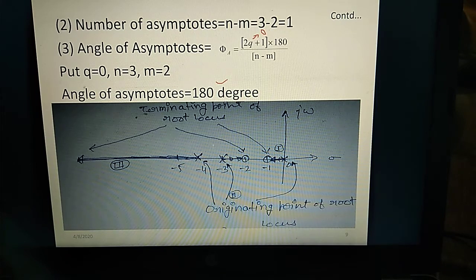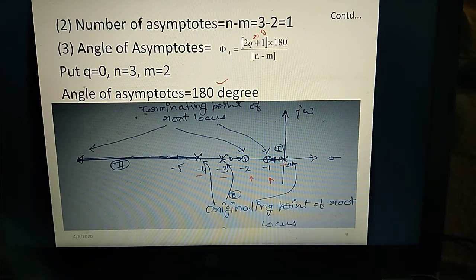Now let us come to draw. Firstly, draw the poles. Poles are represented with the cross sign at S equal to 0, S equal to minus 3, S equal to minus 4. Now let us draw the zeros. Zeros are drawn with a small circle at S equal to minus 2, S equal to minus 1. And now check which region is part of the root locus.